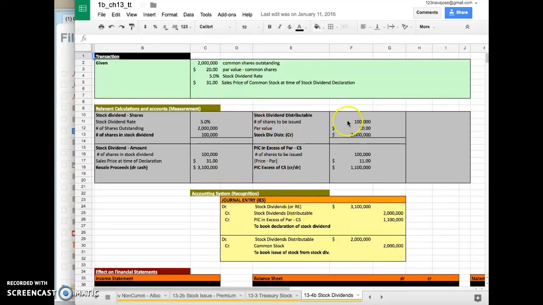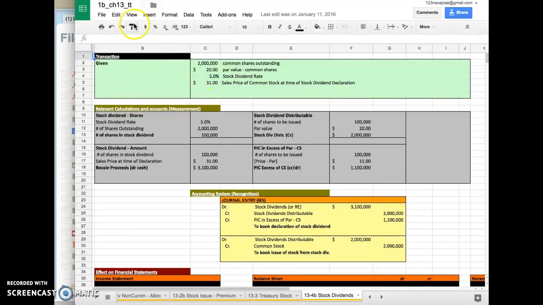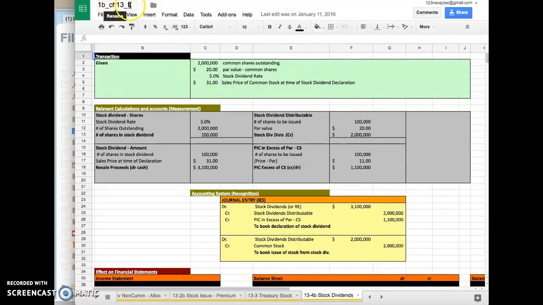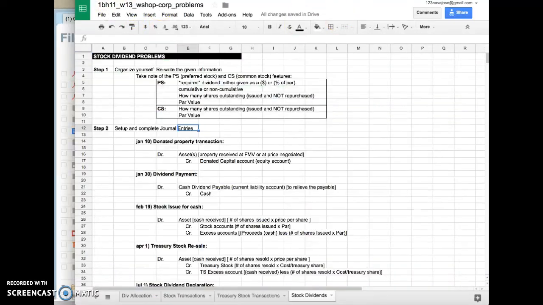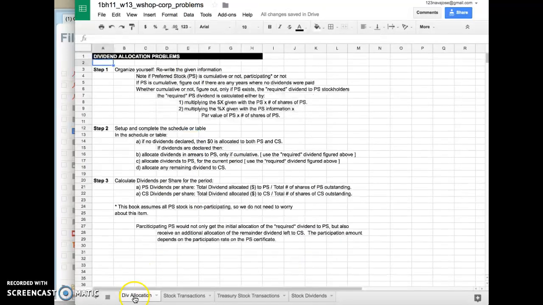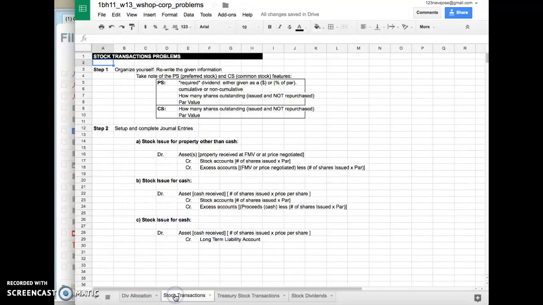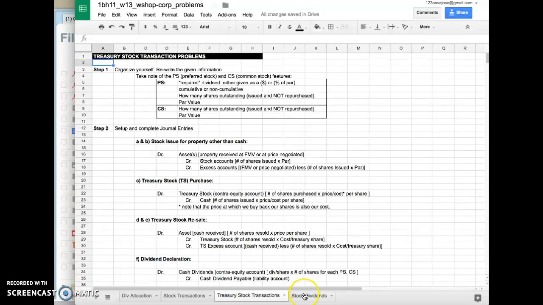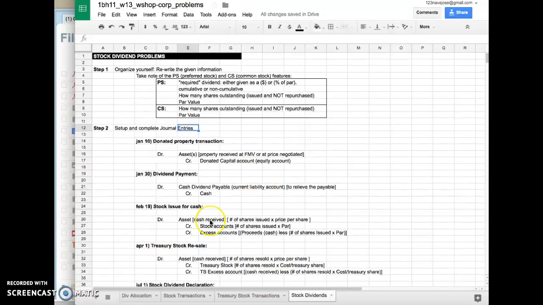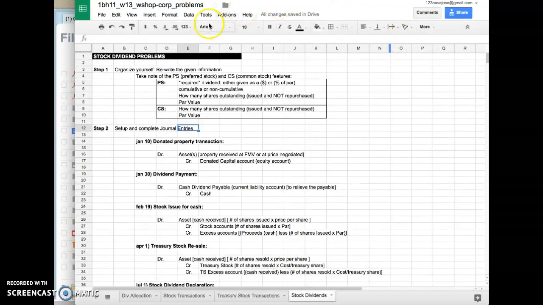So you should probably review this handout. And again, it's chapter 13. Then you've got this other one. This may or may not be as useful. Same thing as the other one, but it's mostly just conceptual journal entries. Here's dividend allocation. Here's stock transactions, treasury stock, dividends, and I just give you some sort of a sample of conceptual journal entries. And then that will be the workshop problems.